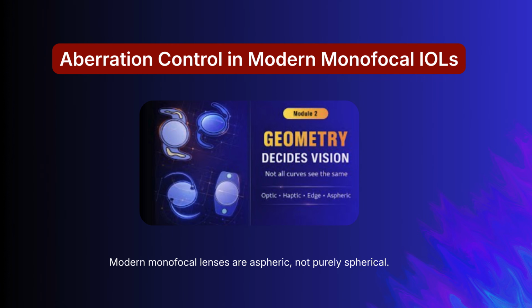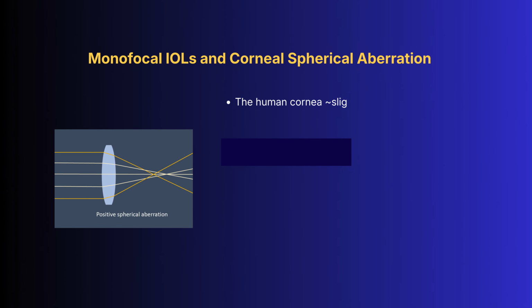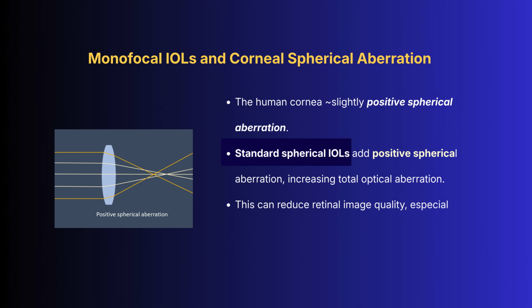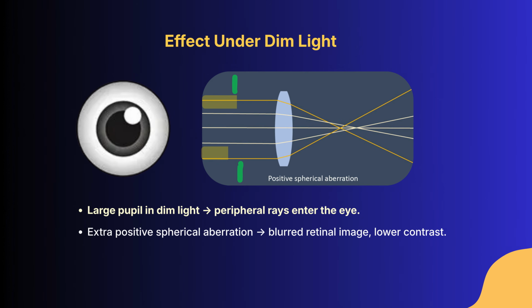In Module 2, we discussed in detail the aspheric optics and how intraocular lenses can be designed to modify the spherical aberration. Let's now revisit that concept in the context of modern monofocal IOLs. As you know, the human cornea naturally has slightly positive spherical aberration. If we implant a standard spherical IOL with uniform curvature, it adds its own positive spherical aberration. This increases the total spherical aberration of the eye, which may slightly reduce the retinal image quality, especially under dim light conditions when the pupil is large and peripheral rays can enter the eye.